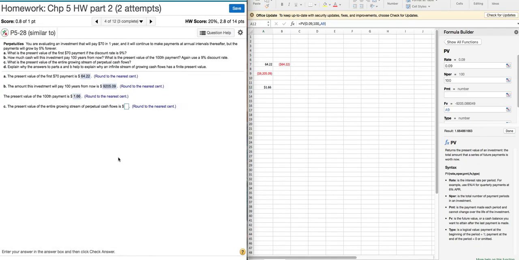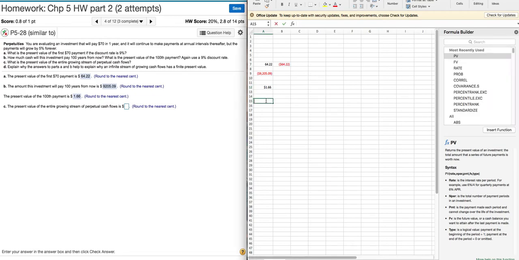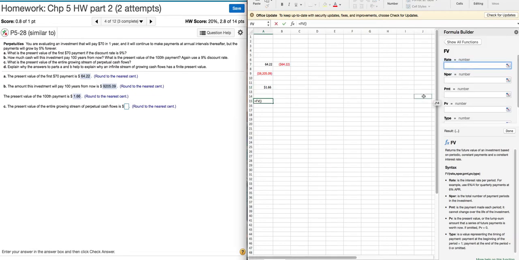So if you think about that in reverse, if we were to start off with $1.66 and we were going to earn 9% on that every single year for 100 years, it would grow on its own up to $9,205.09. And if you want to see that or prove that, we can do a future value calculation, and we would start with that present value of 1.66, and we would use that rate of 0.09 and 100 periods or 100 years. And you can see, just to confirm it, it will grow to 9,205.09.